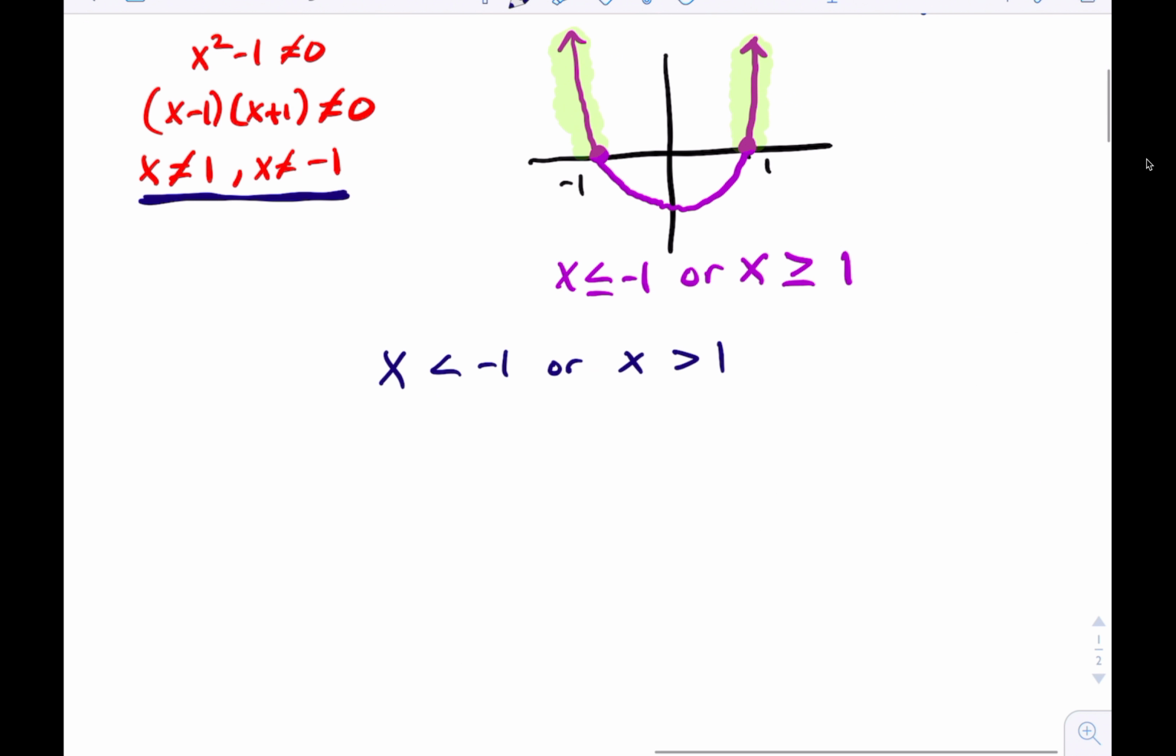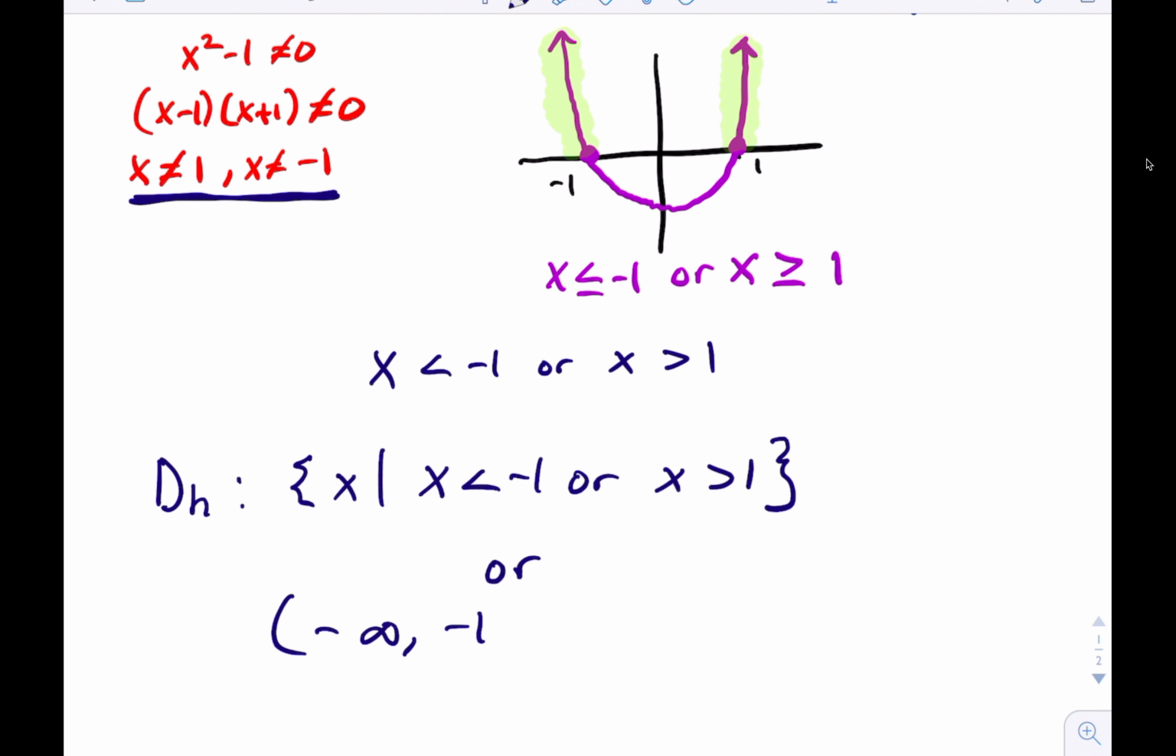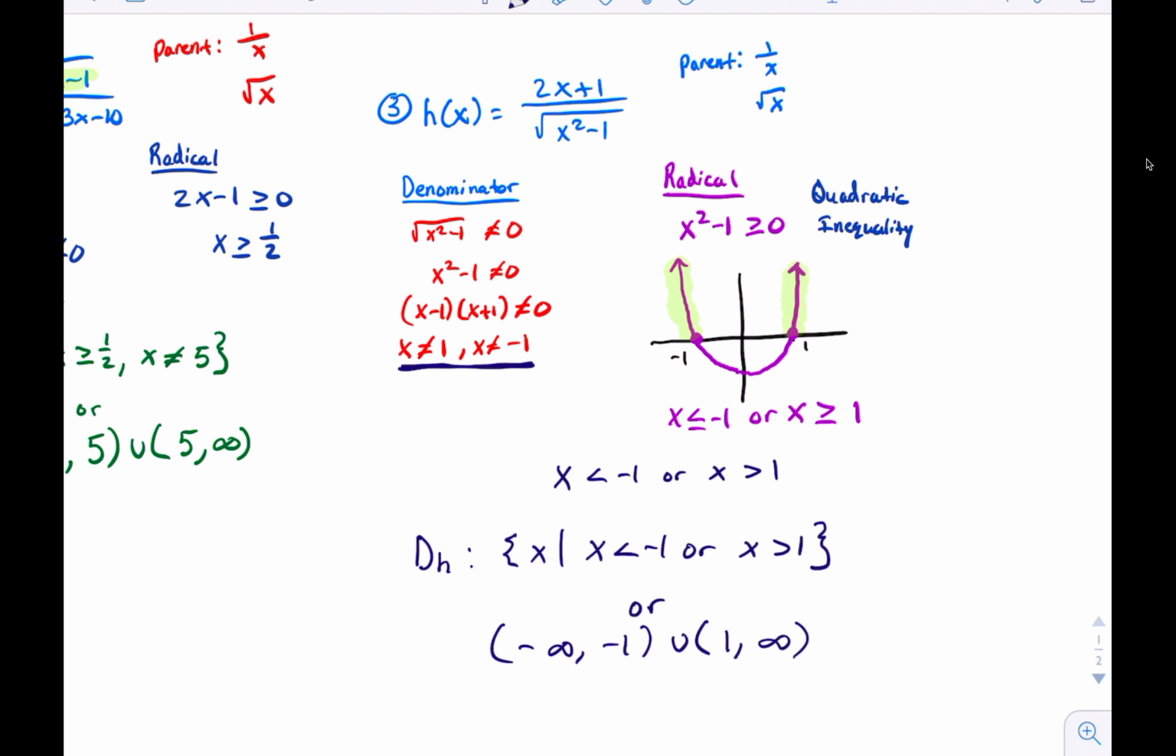So that's putting the two solutions together. When I write my domain now, I have the set of all real numbers such that x is less than negative 1 or x is greater than 1. In interval notation, I'd have negative infinity to negative 1, and then 1 to infinity. Again, anytime you see a quadratic inside the square root, you're going to have to do a little bit of graphing and figure out where it's either positive or negative based off of what the inequality is.